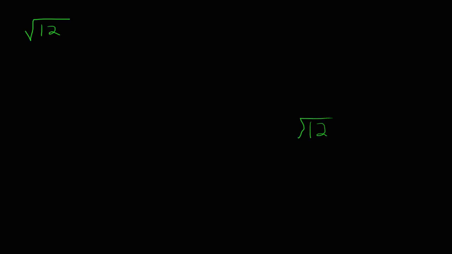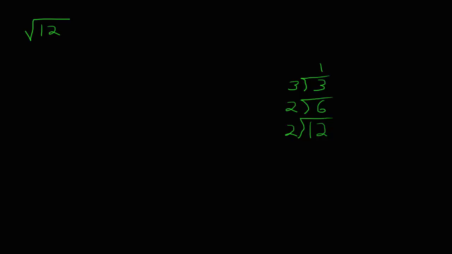12 is even, so that's divisible by 2, which gets us 6. 6 is also even, so it will be divisible by 2. And 3 is prime, so it's only divisible by itself. So our prime factorization for 12 is 2 times 2 times 3.